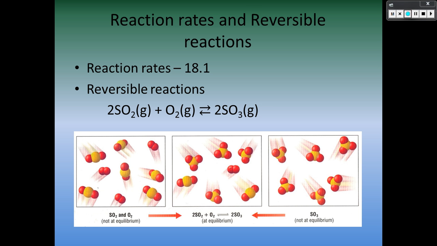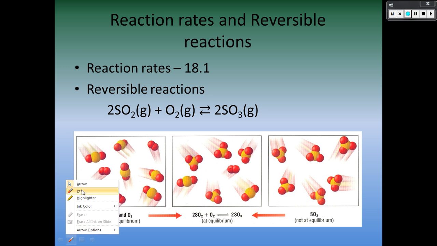Because when we're talking about reversible reactions, as you learned on Friday in the straw activity, being at equilibrium means that the rate of the forward reaction equals the rate of the reverse reaction. So it doesn't mean that the reactants or products are at equal concentrations or equal amounts. What it means is that the forward reaction is proceeding at the same rate as the reverse reaction.